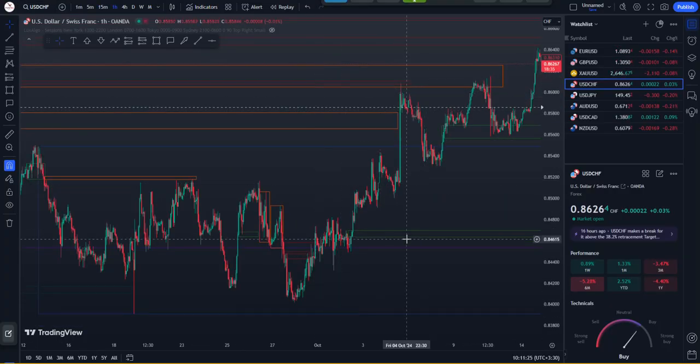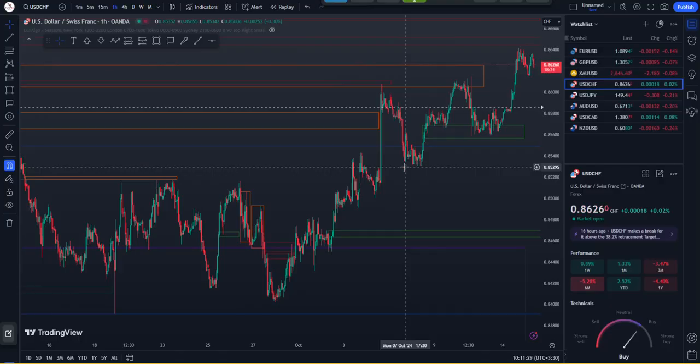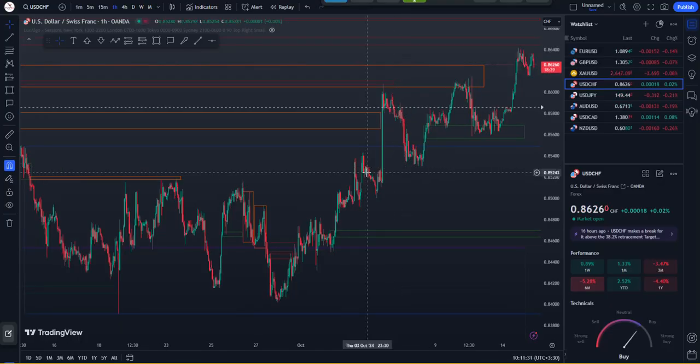In USD CHF this is actually a bad chart, not moving great, but any chart is created by supply and demand, and we have to be able to read that.